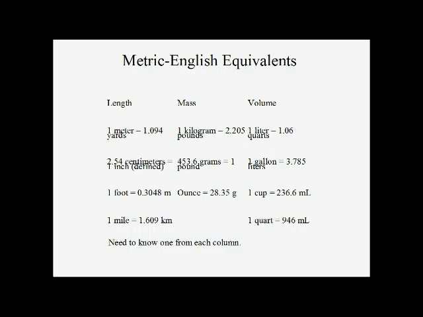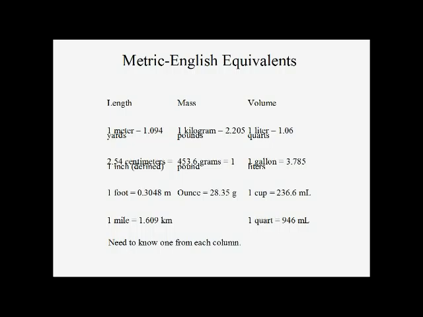1 foot is 0.3048 meters. And a mile is 1.609 kilometers. So we don't need to know all these. I can convert between miles and kilometers using 2.54 centimeters equals 1 inch. For mass, a kilogram is approximately 2.2 pounds. More precisely, a kilogram is 2.205 pounds.